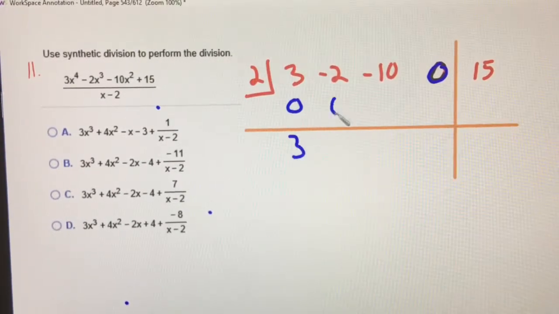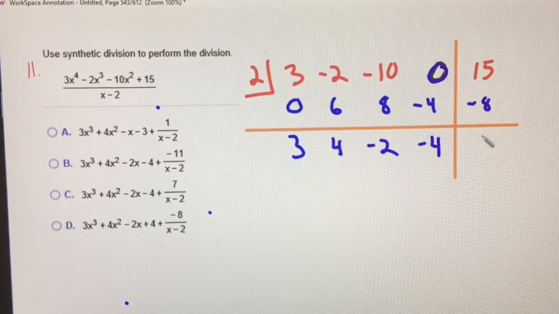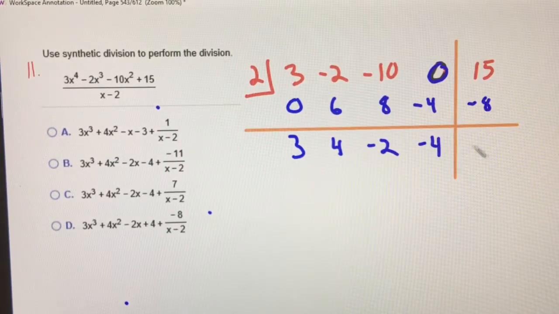I add them. I multiply them. I add them. That gives me 4. I multiply them. That gives me 8. 8 minus 10 is negative 2. I multiply them. Negative 4. I add them. Negative 4. I multiply them. I get negative 8. 15 minus 8, I believe, is 7. So my remainder is going to equal 7.